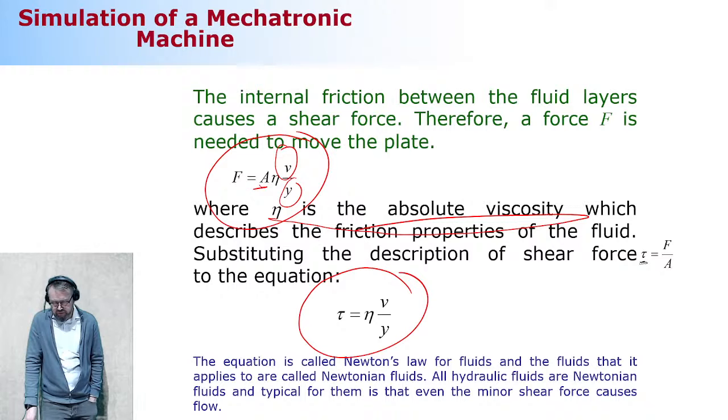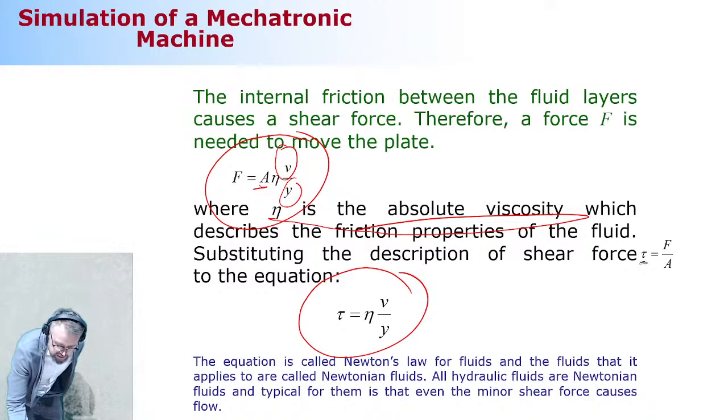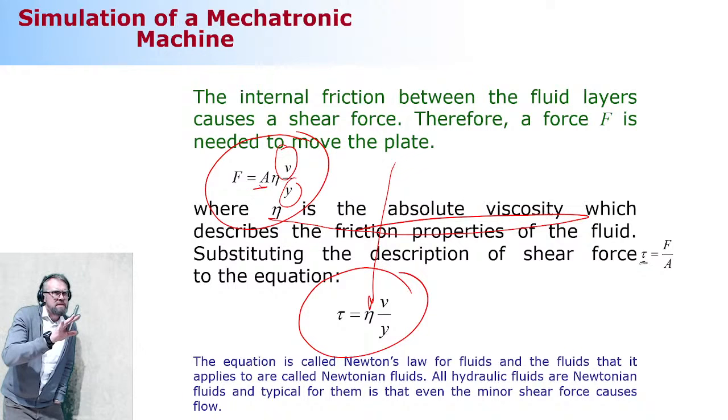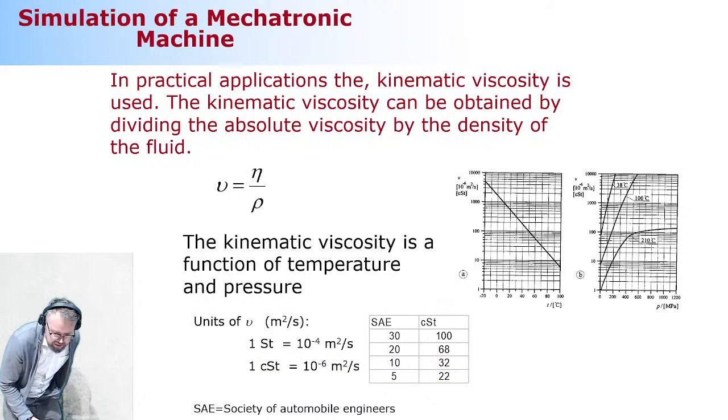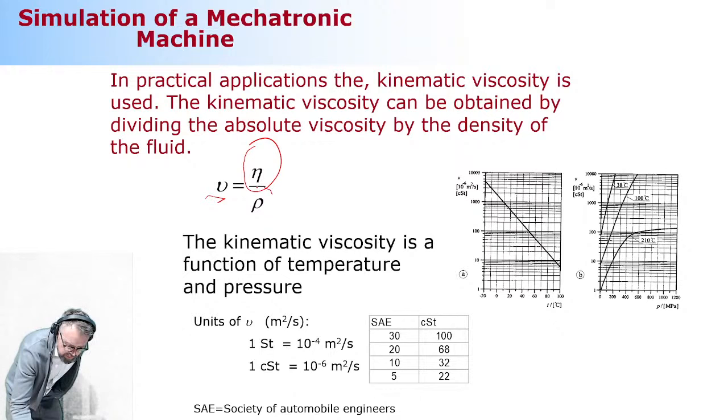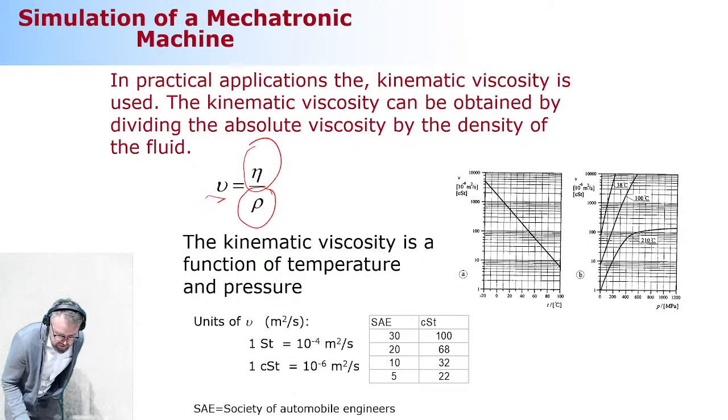This equation is called Newton's law, and pretty much every fluid that follows this equation is called a Newtonian fluid. And that's pretty much the case for every single one we are looking at in this course. This one here is something we're interested in, but the way that it's expressed is not very practical for us, so I'm going to make a minor adjustment to my equation. I'm going to use something called kinematic viscosity, which you can get by dividing the absolute viscosity by density. And when you do so, that's going to be your definition of viscosity.